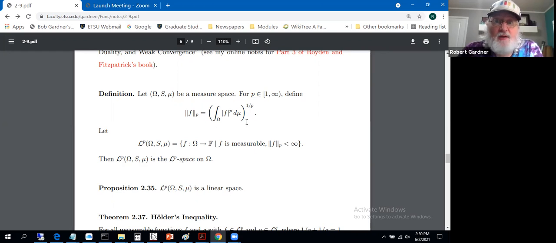Why would you want to do that? Not immediately clear. I'll try to put some inspiration on it before we're done here. And we're going to let calligraphy LP of (Omega, S, mu) be the set of all functions f mapping Omega into the field, real or complex, such that f is measurable and this quantity, the LP norm, is finite. So it's a collection of all vectors. We're about to show it's a linear space. So I'm legitimate in calling these functions vectors.